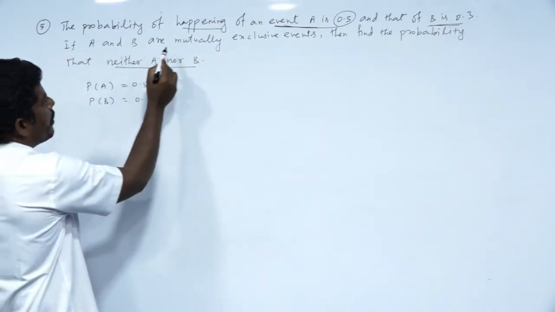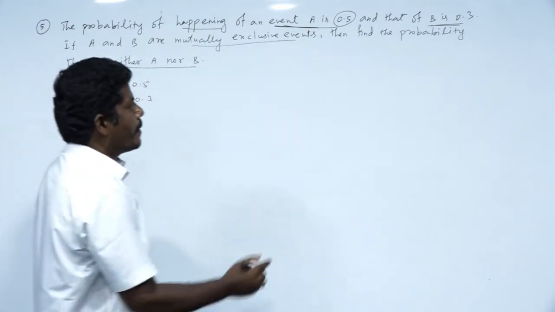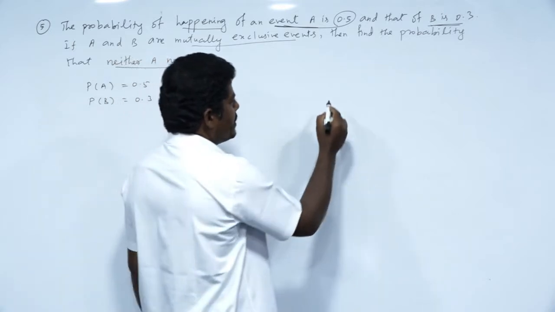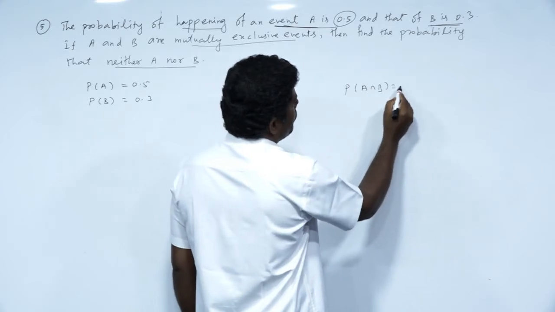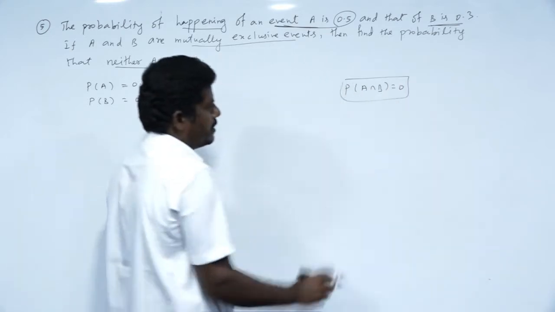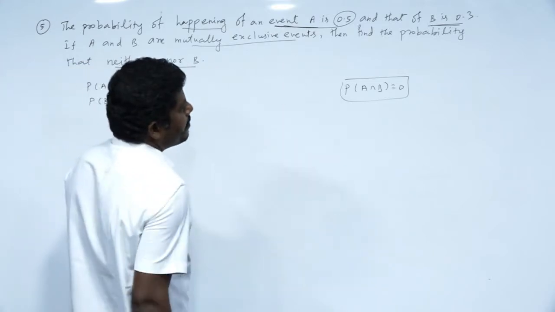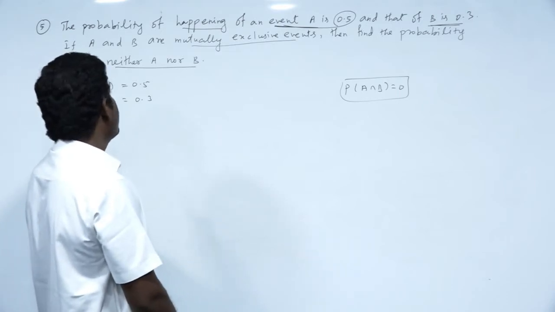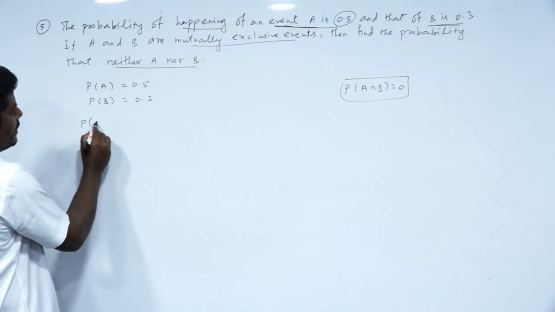If A and B are mutually exclusive events, as already said, my dear students, it means probability of A intersection B is equal to 0. Then find the probability that neither A nor B, my dear students.